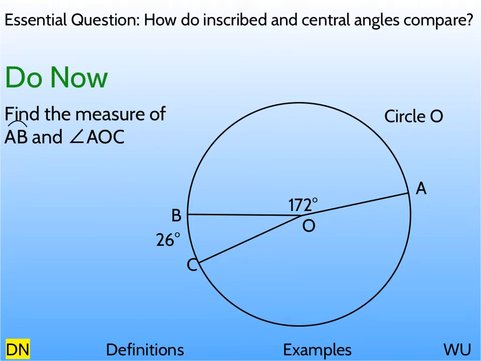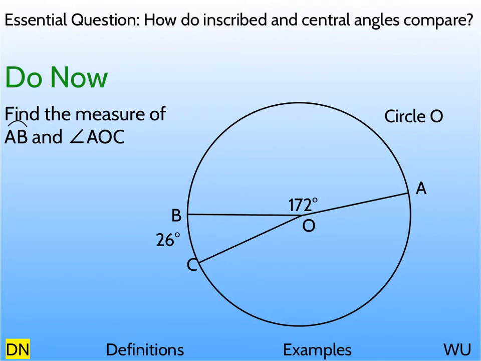So for this do now, you have to find the measure of arc AB. That little curve over the letters means arc AB. So the measure of this, which when we ask for arc measure, is measured in degrees. So there's a hint right here that arc BC is 26 degrees.